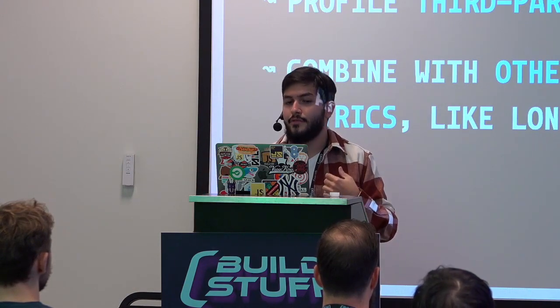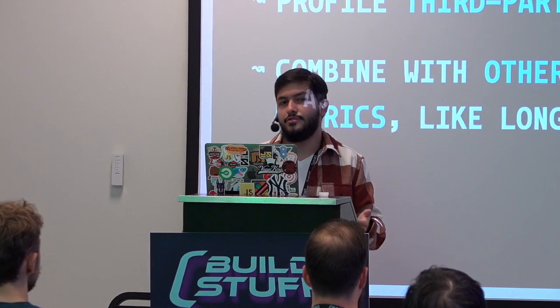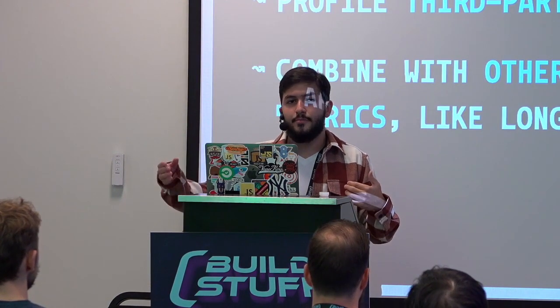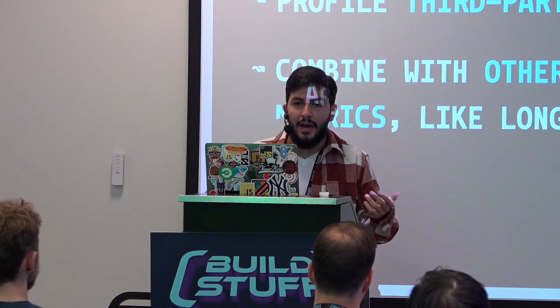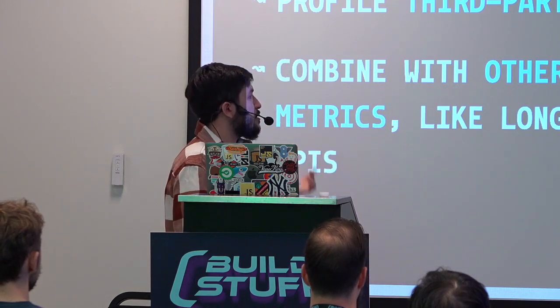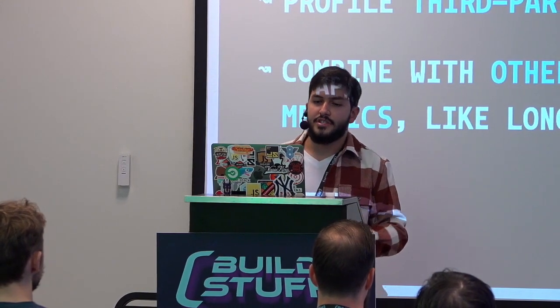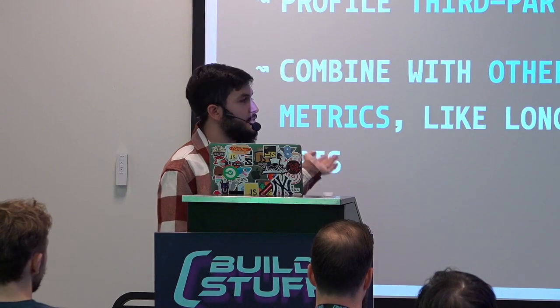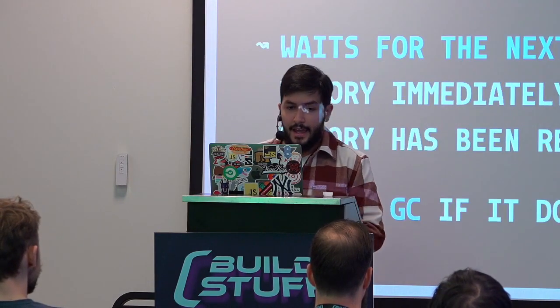You're aware of what's happening with your own code, but you're not aware of what third-party code is adding to your app. So you can profile that, and you can combine it with other cool metrics, like long tasks or even event timing ones.